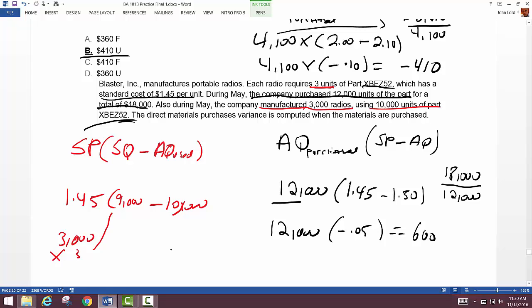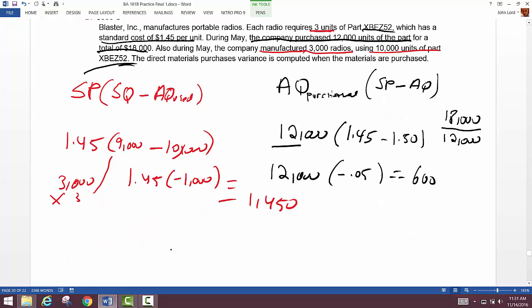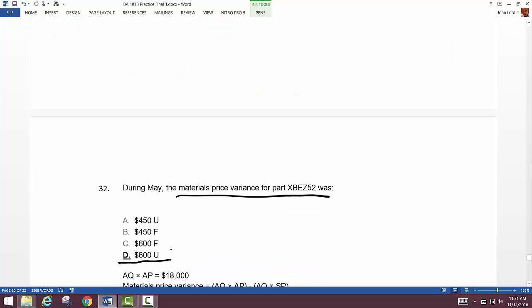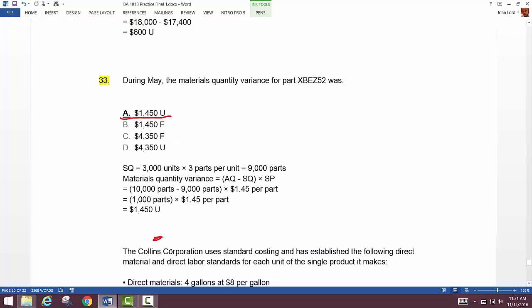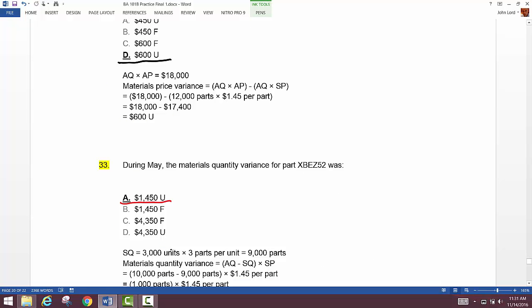That's 10,000. Okay, so that's going to be 1.45 times negative 1,000. Okay, so that gives me... it's negative, so it's unfavorable, right? Okay, good. Just that one down there. Again, I'd stay away from the way they do them. I don't like this. I really don't.